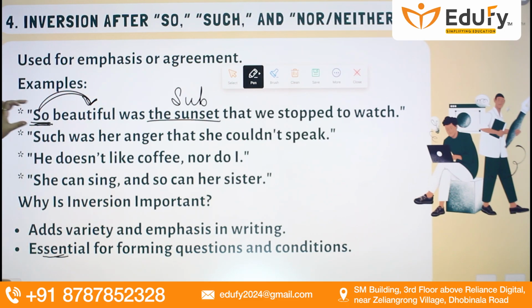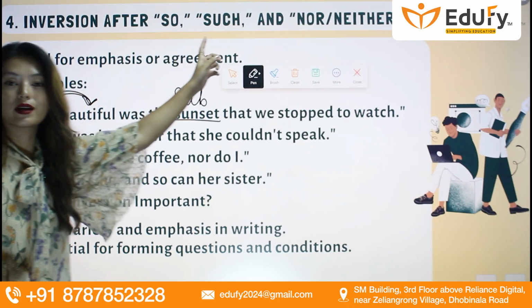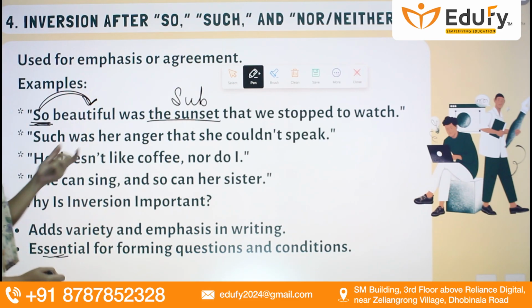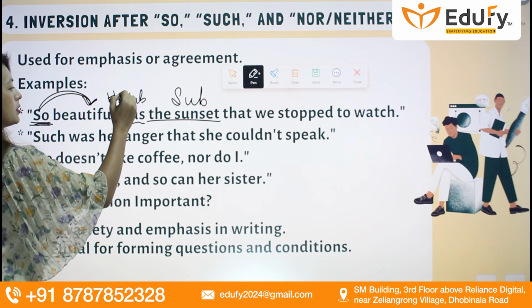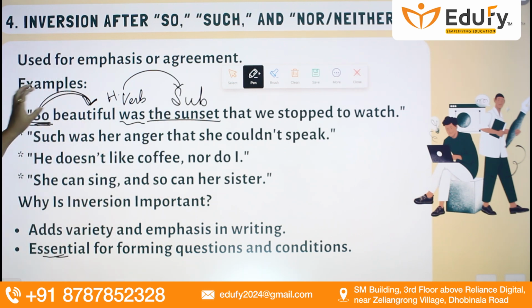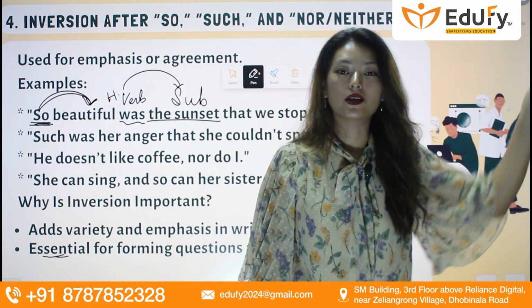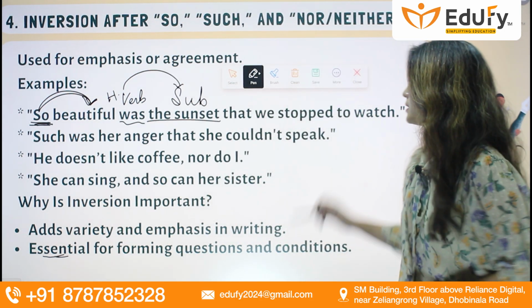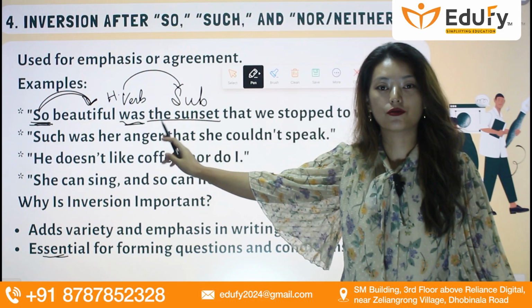So whenever I'm using so to emphasize a quality, or to show emphasis or agreement in the sentence, what will I have to do? Inversion. The helping verb comes before the subject again. So if you write, so beautiful the sunset was that we stopped to watch, it is wrong. That's a grammatically incorrect sentence if you do not write the inverted form.